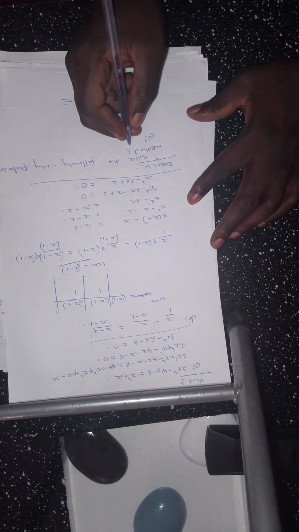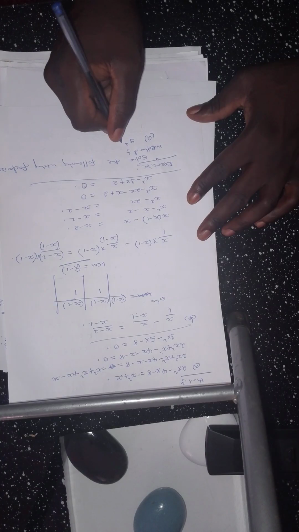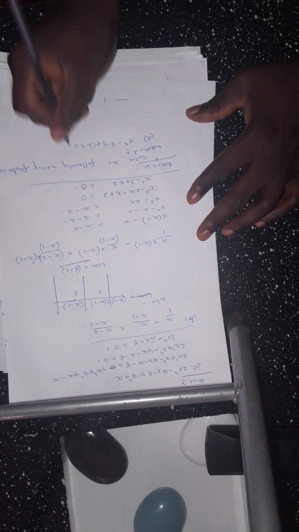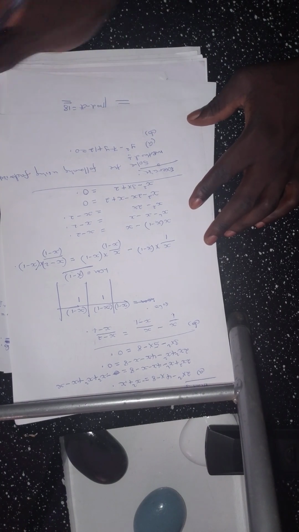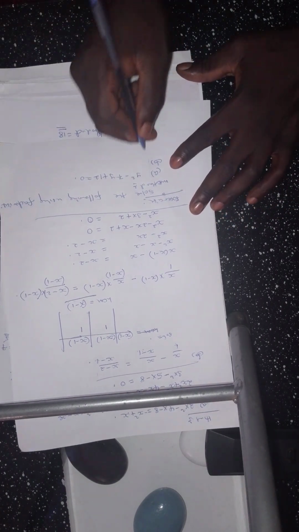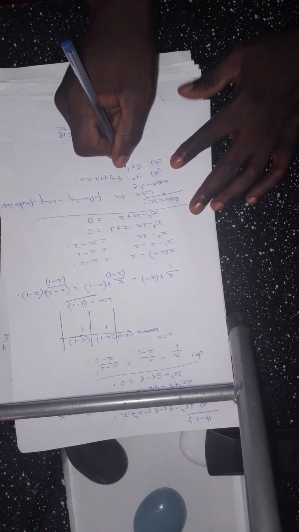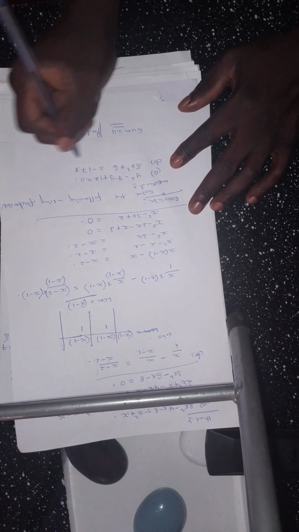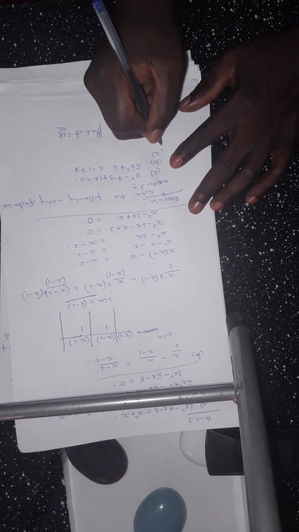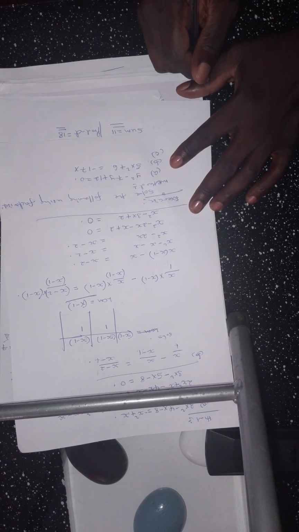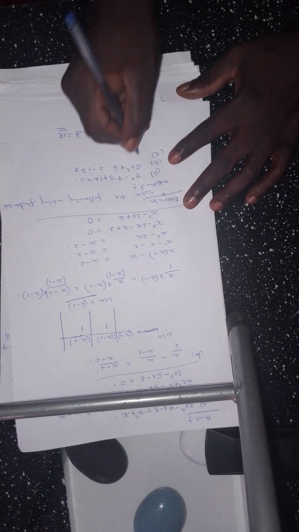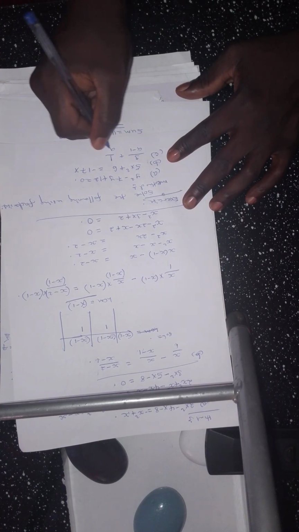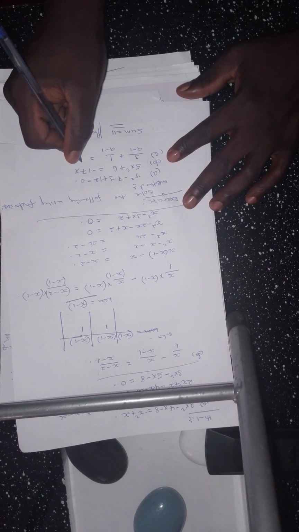Part A, we have y squared minus 7y plus 12 is equal to 0. Part B, we have 5x squared plus 6 is equal to negative 17x. Part C, we have 3 over a minus 1 plus 1 over a minus 1 is equal to 2.